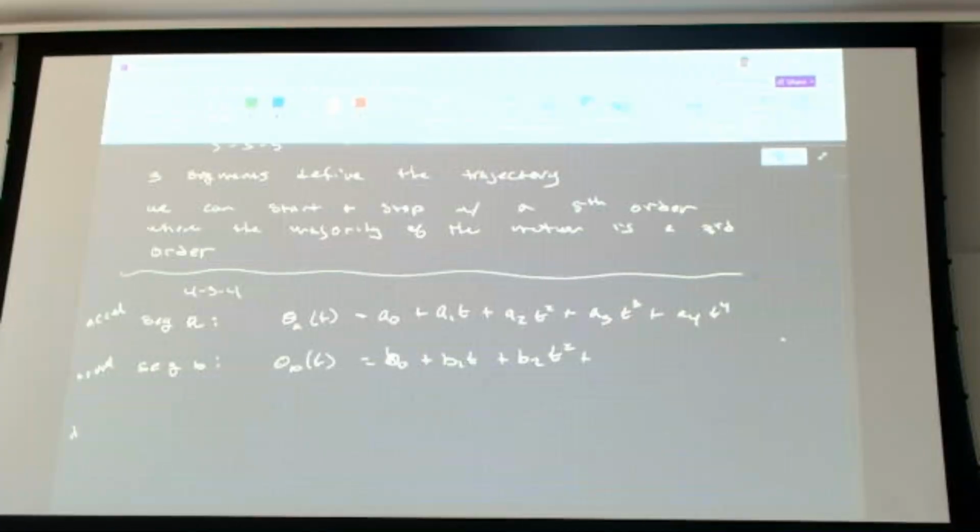And if I wanted to do a B3, I could, but that's a 4-3-4. Let's just leave it at that. And my segment C, or theta C, would be C naught plus C1 t plus C2 t squared plus C3 t cubed plus C4 t to the fourth.